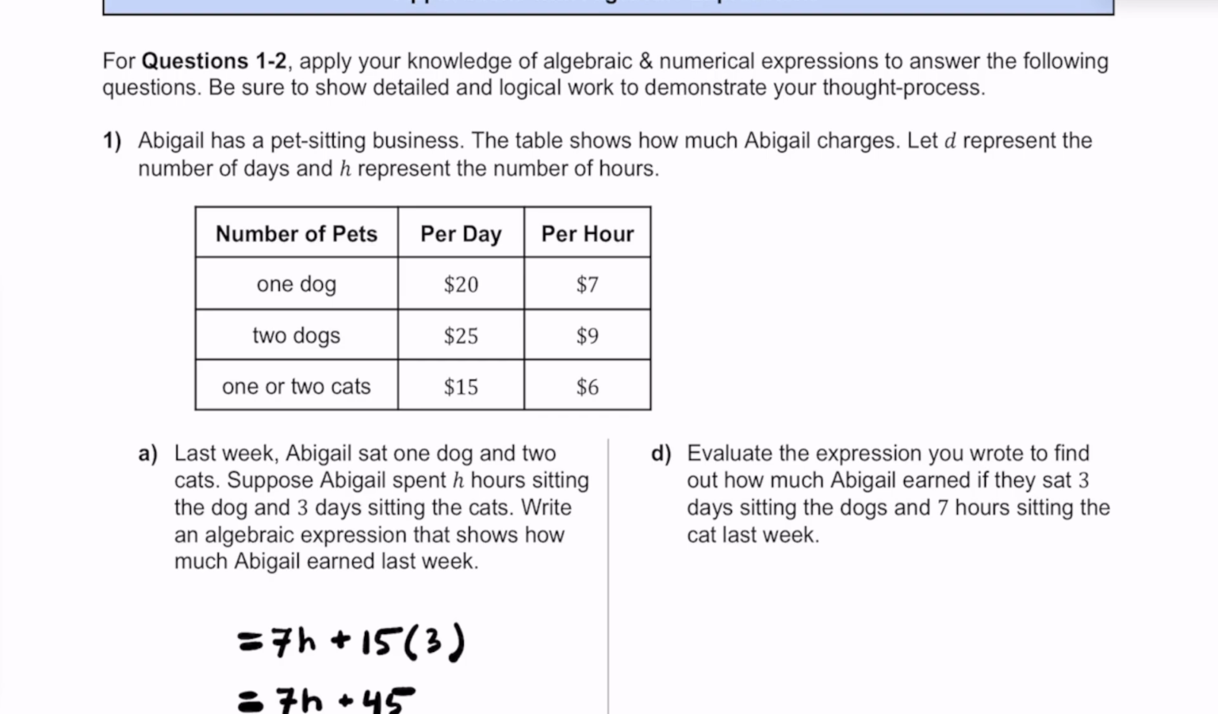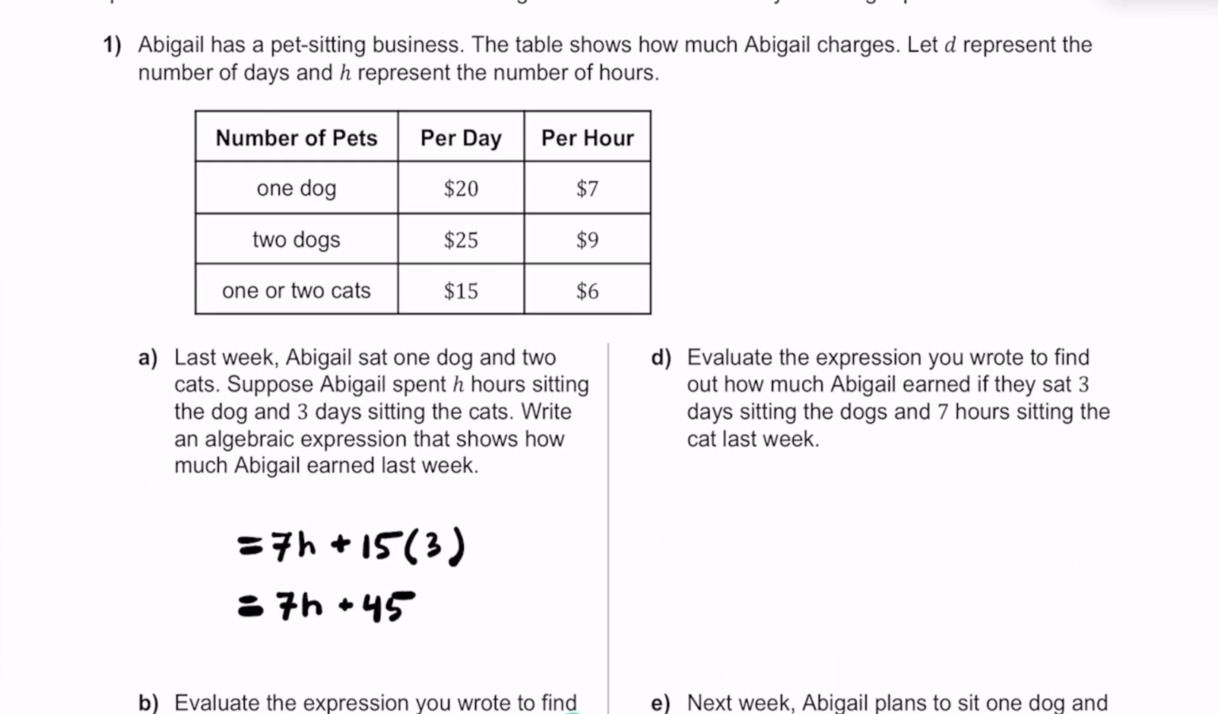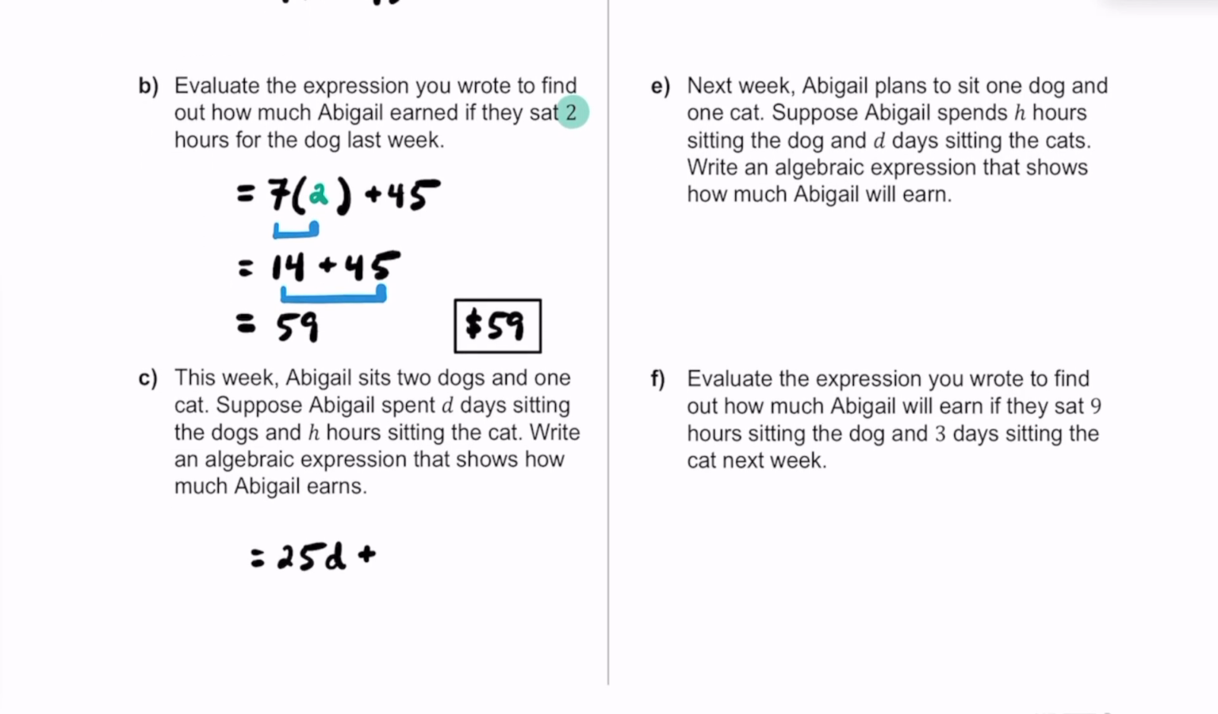So 2 dogs is over here, and we're looking at days. So it's $25 for each of those days. We know that Abigail is going to make $25 per day. We don't know how many days yet, so it's $25 per day, plus she's going to make, for 1 cat, even though it doesn't matter how many cats there are, for the cat it's going to be hours. So for the cats, that's over here, and for the hours, that's over here. We're looking at $6 per hour for the cat. So let's go ahead and write $6 per hour.